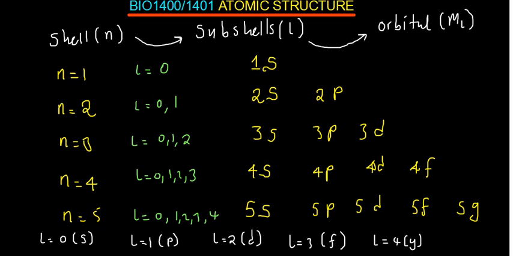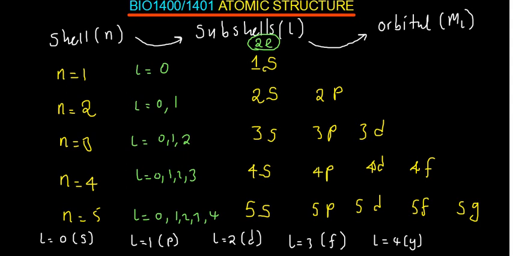So when you have L being 0, you don't have a number from negative 0 to positive 0, right? You only have 0, meaning that your orbital is only going to be one orbital, and one orbital can have a maximum of 2 electrons. Therefore, any s orbital will have 2 electrons.